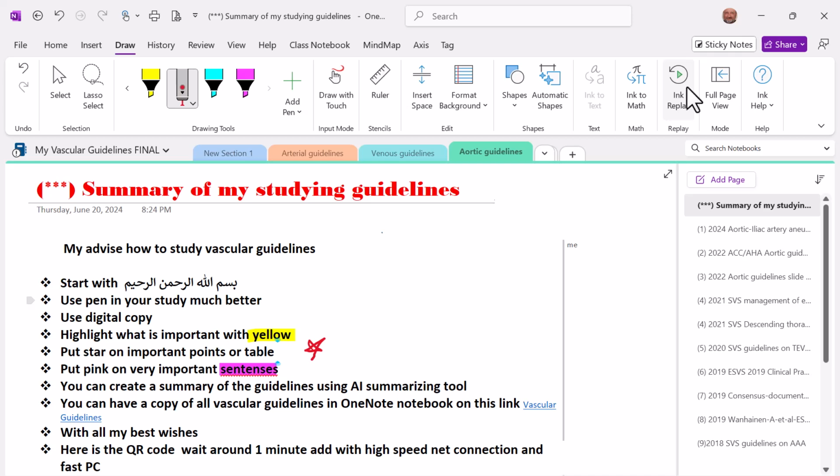I think it's also better to use a pen. There are a lot of studies showing that memory is so much better when you are using a pen than without using one. So you can use a digital pen.